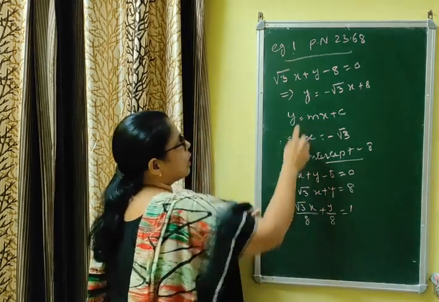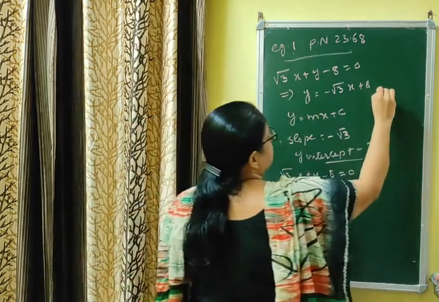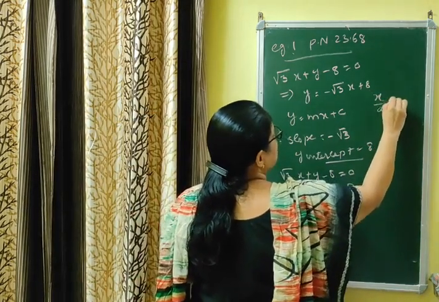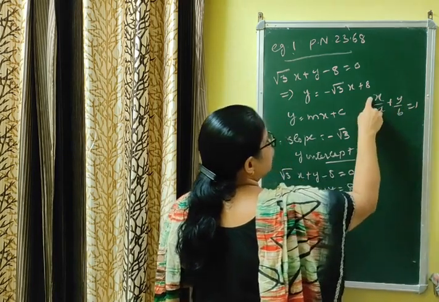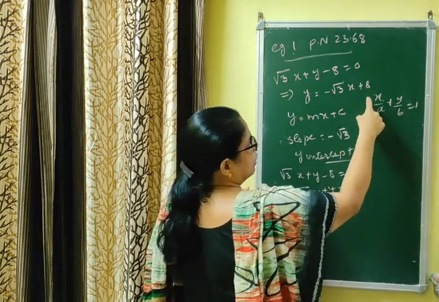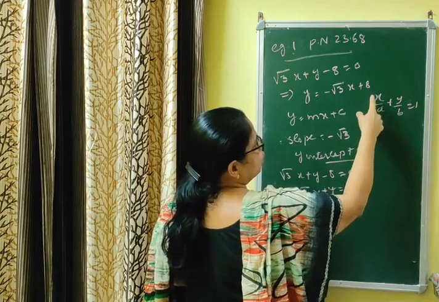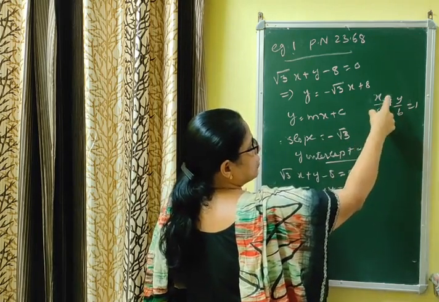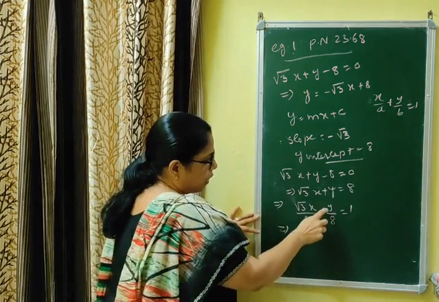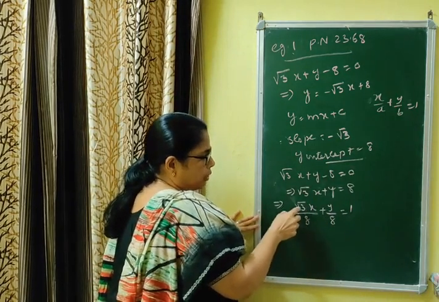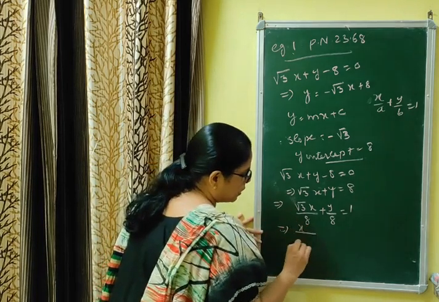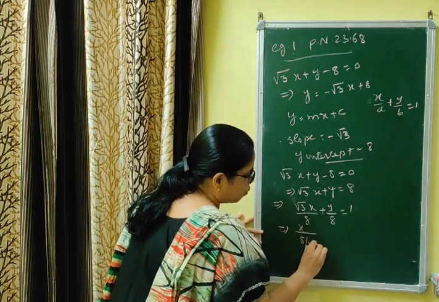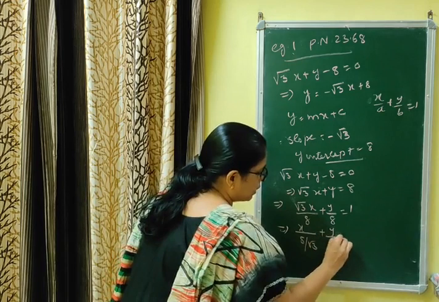Now you have to convert into the intercept form. What is the intercept form? x by a plus y by b equal to 1. That means the coefficient of x should be 1 in the numerator. Only x can come in the numerator, as well as y. Here y is alone, but x is with root 3, so that root 3 should be transferred to the denominator. That means x by 8 by root 3 plus y by 8 is equal to 1.